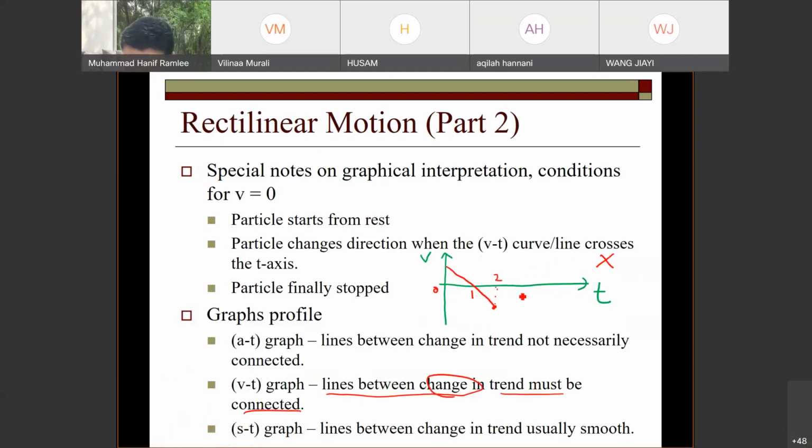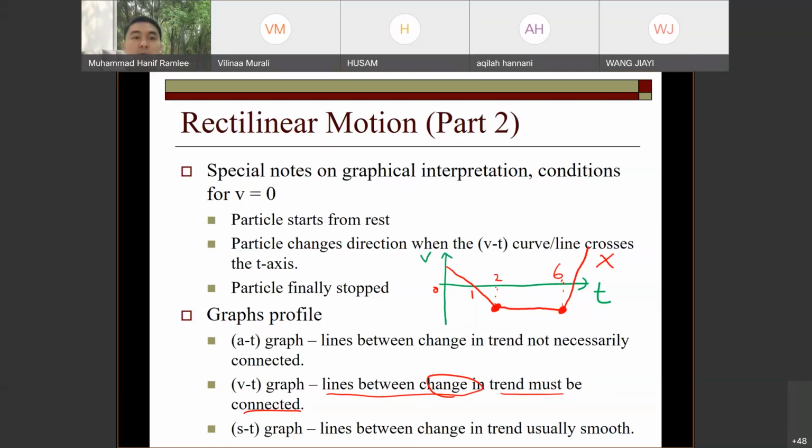So another possible example is like this one. Okay, and it should be connected, for example, like this one. And always connected when we have the changes at t equal to 2. Let's say this is t equal to 6. Okay, the connection is there between the changes.